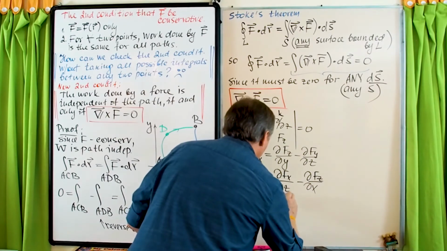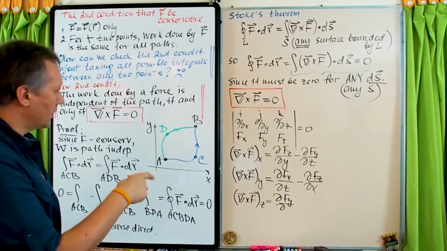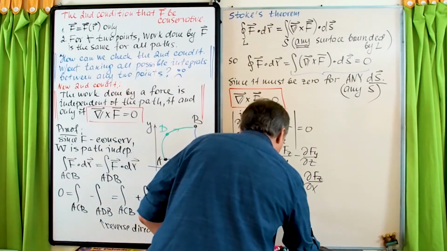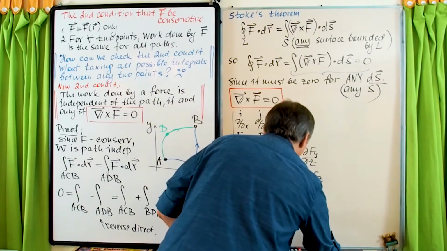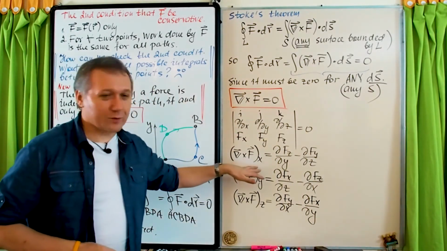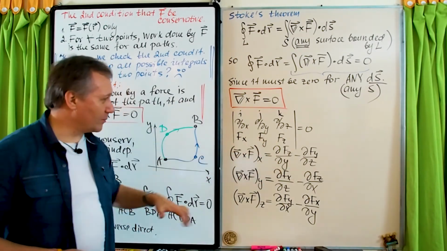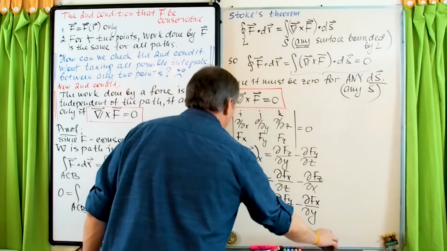And the z component: dFy over dx, and minus partial derivative of Fx with respect to y. Okay. But again, as I said, I will just use only the first component, and then I will write similar. You can get the rest. You can show the rest.